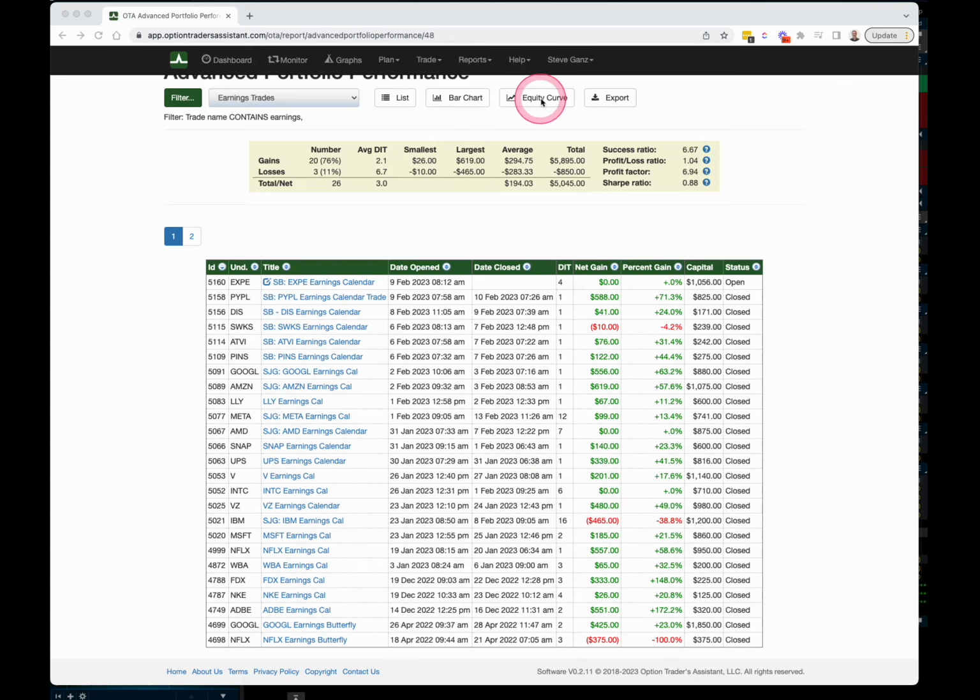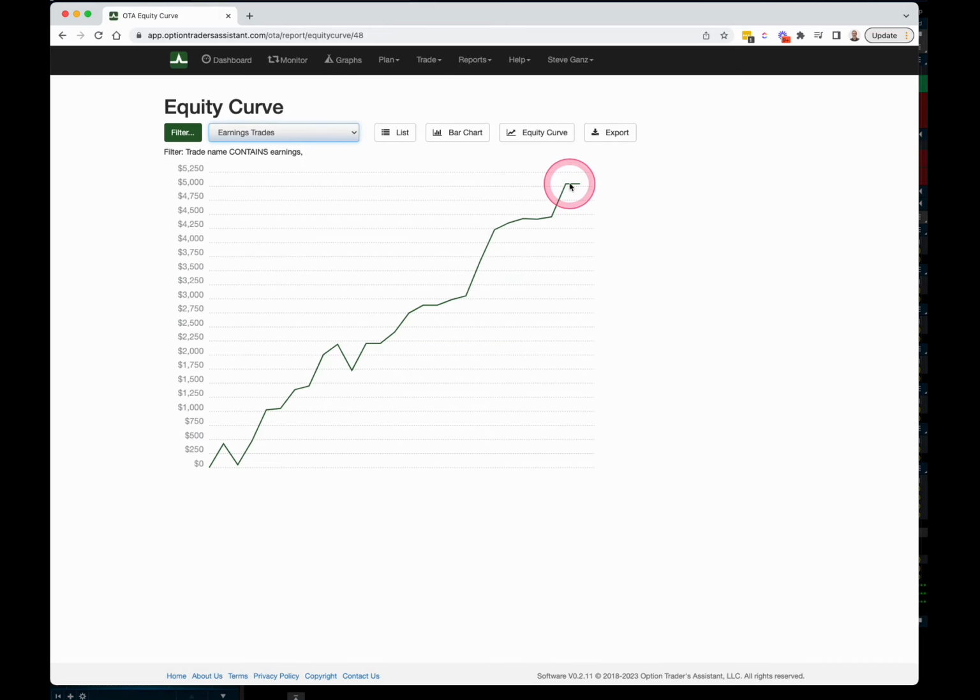But if we look at the equity curve, that's the equity curve of the earnings trades that have been made over about the past 7 to 8 weeks. So these are working out quite well. And I look forward to sharing more details about them as we get into next earnings season.